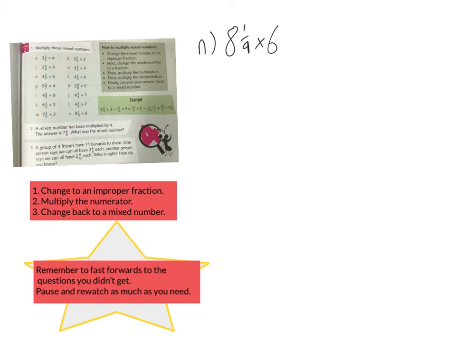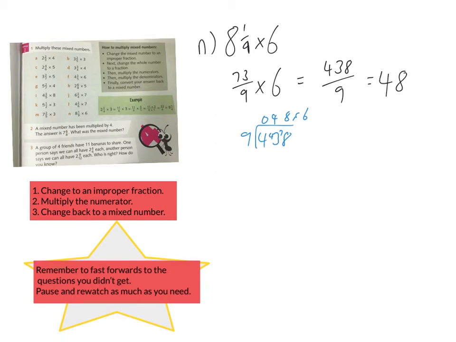And N is 8 and 1/9 times 6. So 8 9s are 72, add 1 is 73. So 73 ninths times 6. 6 sevens are 42, so 6 70s are 420. 6 3s are 18. So 438 ninths, which I will divide. That gave me 48 remainder 6, so 48 and 6/9. And again, you can simplify 6/9, and that's why on your answers it says 48 and 2/3. You can divide 6/9 by 3 to make 2/3. So 48 and 6/9 or 48 and 2/3.